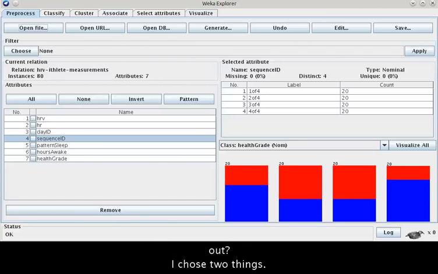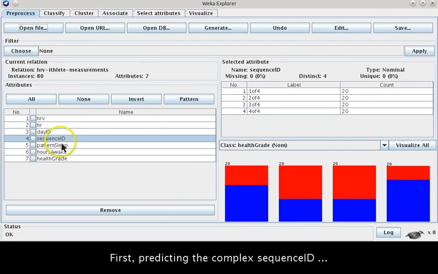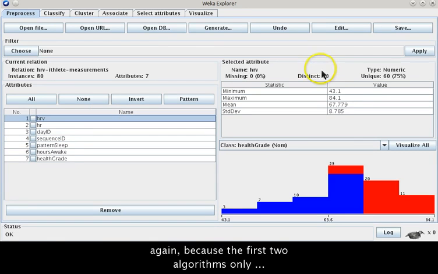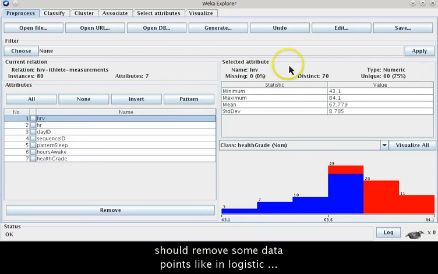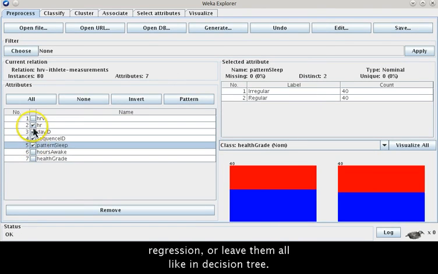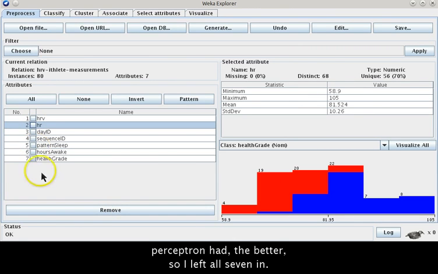I chose 2 things. First, predict the complex sequence ID variable, which gave the decision tree trouble. Second, I wanted to predict a numeric class, HRV again, because the first 2 algorithms only worked with nominal class. And again, I asked if I should remove some data points, like in logistic regression, or leave them all, like in decision tree. It seemed that the more data points multi-layer perceptron had, the better, so I left all 7 in.